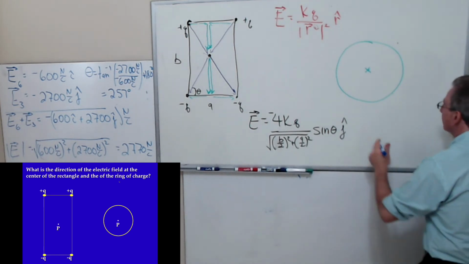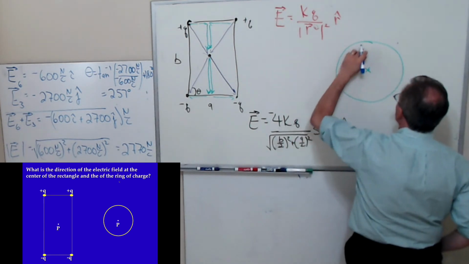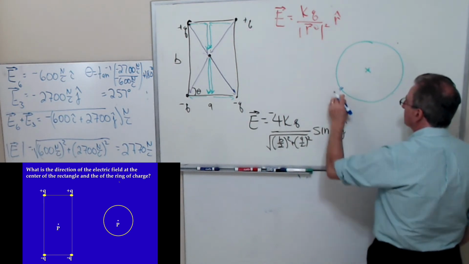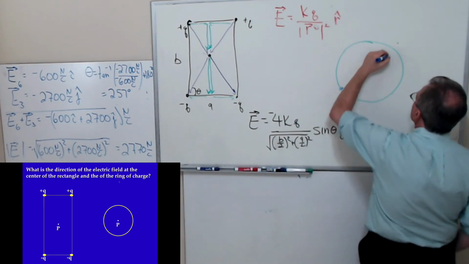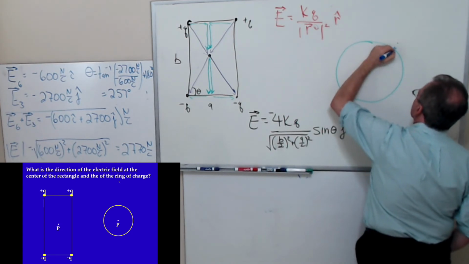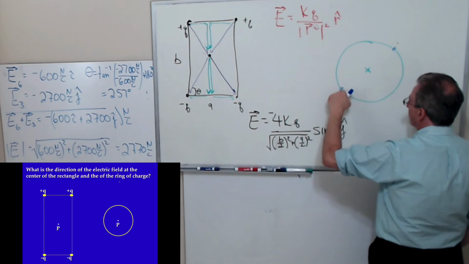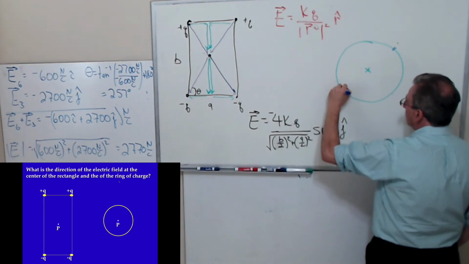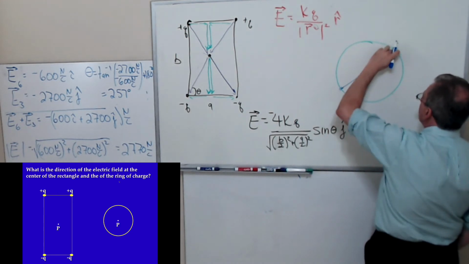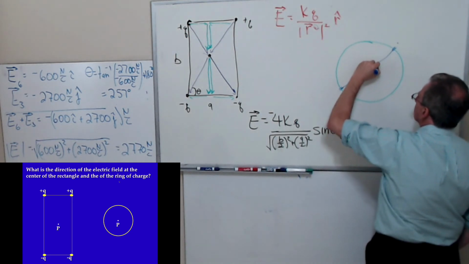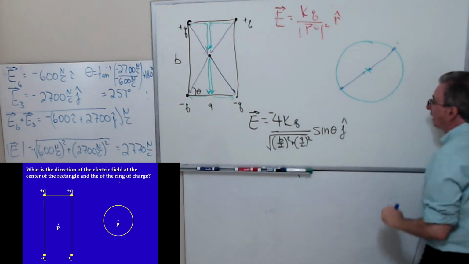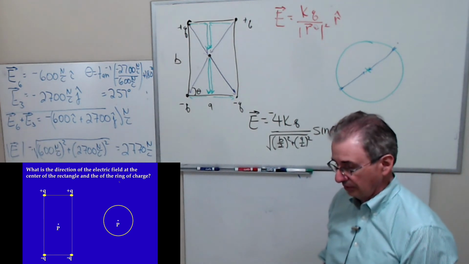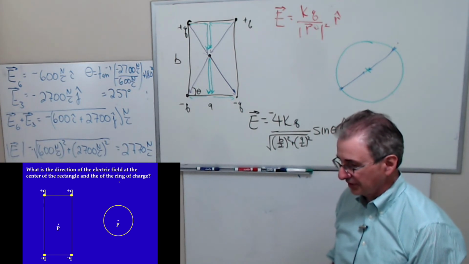Why? Because the charge is uniformly distributed. So if I pick this little piece of the ring and one on the opposite side, if this is a positive little piece, then the field's going to point like this. And if this is a positive piece, the field's going to point like that. I can make that argument all the way around the ring. They're all going to cancel out. That makes sense?